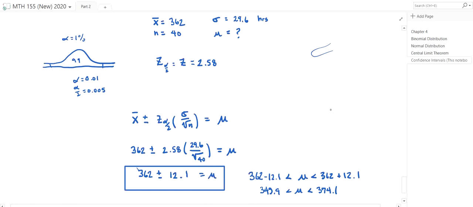Okay. So we're 99% confident that our population mean falls between 349.9 and 374.1. I'm going to end here.